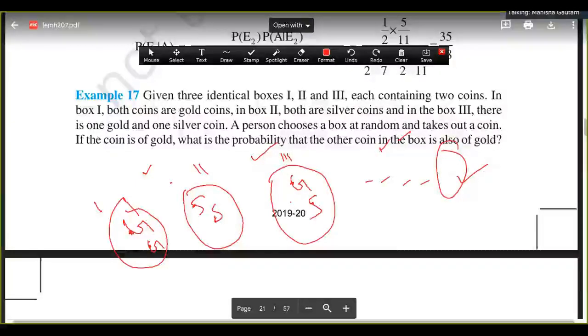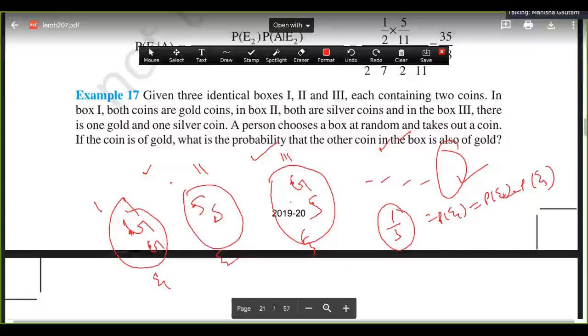A person chooses a box at random and takes out a coin. If the coin is gold, what is the probability that the other coin in the box is also gold? Now, first of all, a box is chosen. The probability to pick a box is 1 by 3. Suppose these are E1, E2 and E3, then probability of E1, E2 and E3 are all 1 upon 3.